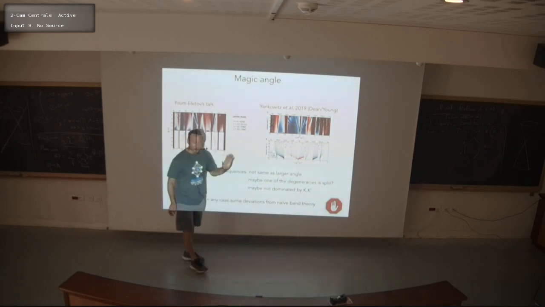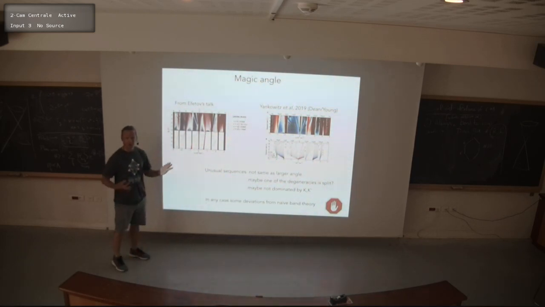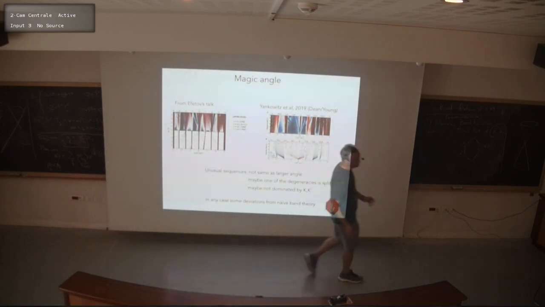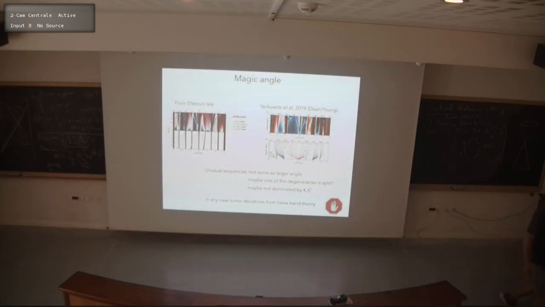Great, continuum model is great. It gives us some qualitative reason why we should have narrow bands in this region, tells us where to look for magic angle, but it's already not explaining this, which is basically the simplest attempt to directly probe band theory.